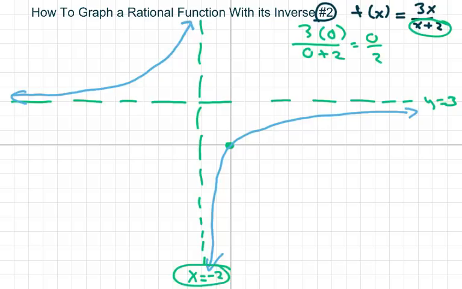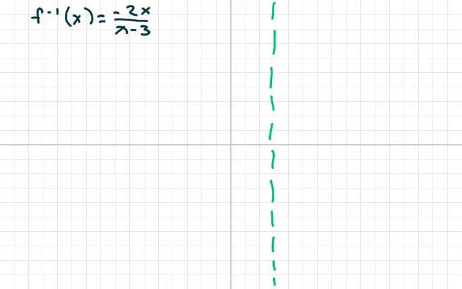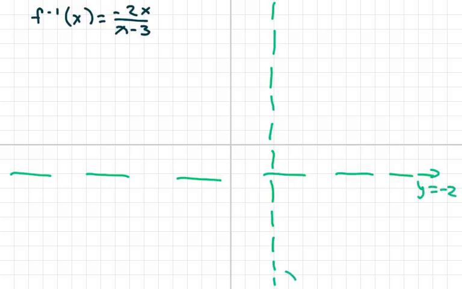Before we had our vertical at x equals negative 2. Now that means our y is going to be at negative 2. So we're going to put that one there. So you're just switching them out. You're switching the x and the y. So this is y equals negative 2, and this is going to be x equals 3. You can also see it in the calculator here.